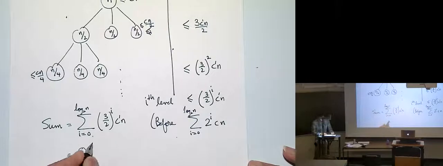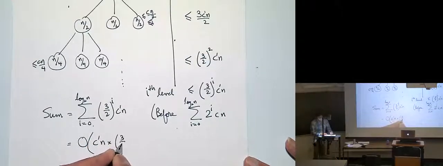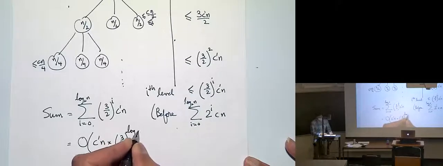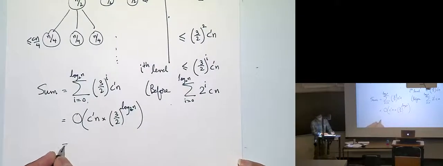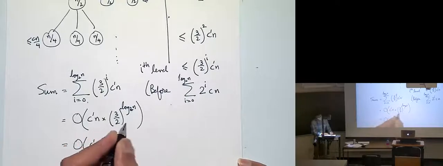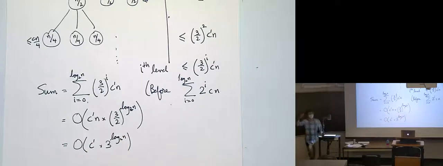So you get O of c prime n times 3 over 2 to the power log base 2 n. Before we were getting 2 to the power log base 2 n, which is n. But now we get 3 over 2 to the power log base 2 n. Okay, so I'm just going to do a little bit of manipulation to this. The n cancels out with the denominator. You get 3 to the log base 2 n, because the denominator is 2 to the log base 2 n, which is just n. So what is 3 to the log base 2 n?